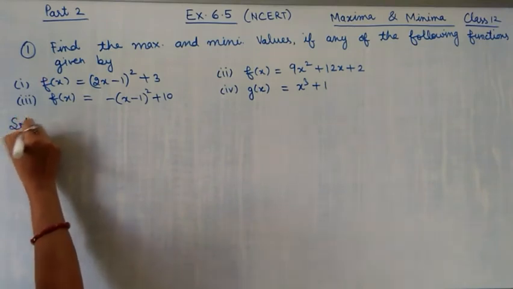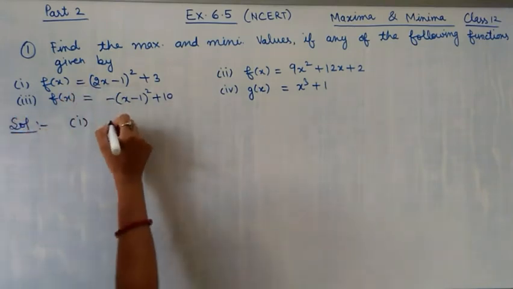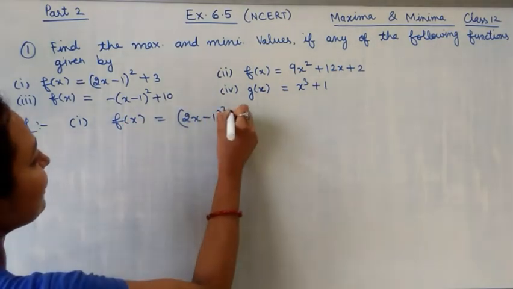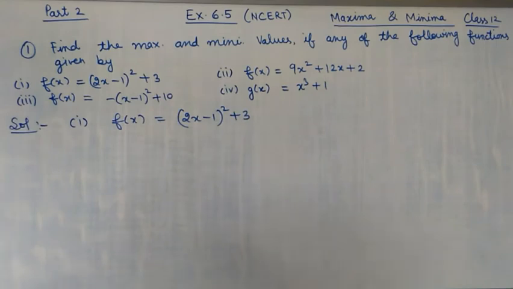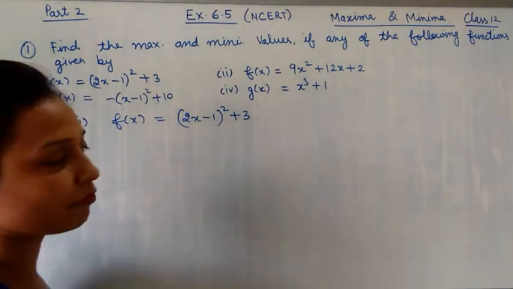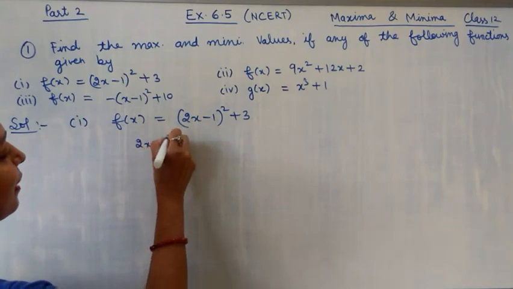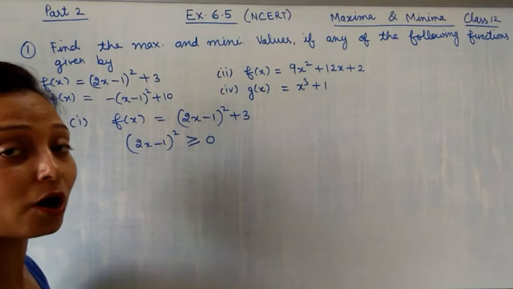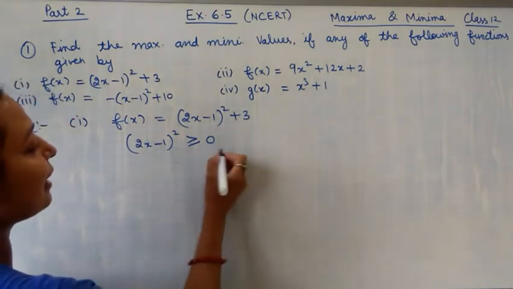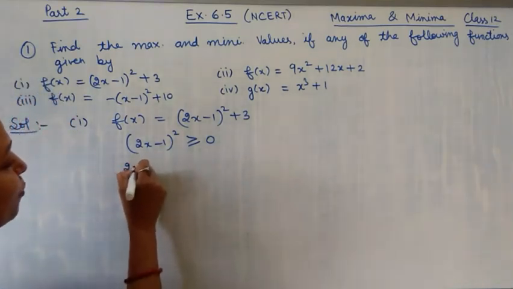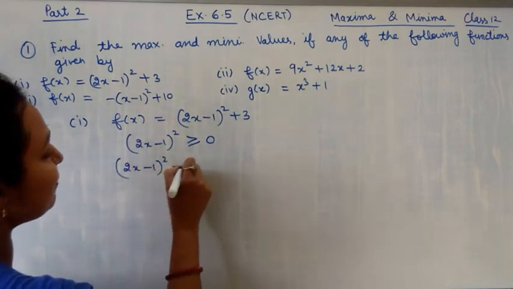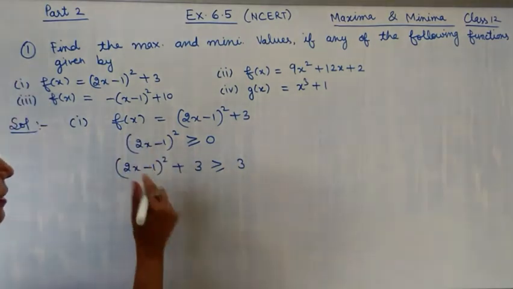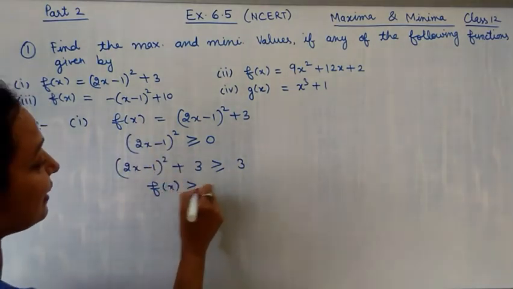First, you have to find the maximum and minimum value of the function f(x) = (2x minus 1) whole square plus 3. Now how can we solve it? Square is always a positive quantity, so (2x minus 1) whole square is greater than or equal to 0. I will add 3 on both sides: (2x minus 1) whole square plus 3 is greater than or equal to 0 plus 3, that is 3. This is the function f(x), so f(x) is greater than or equal to 3.